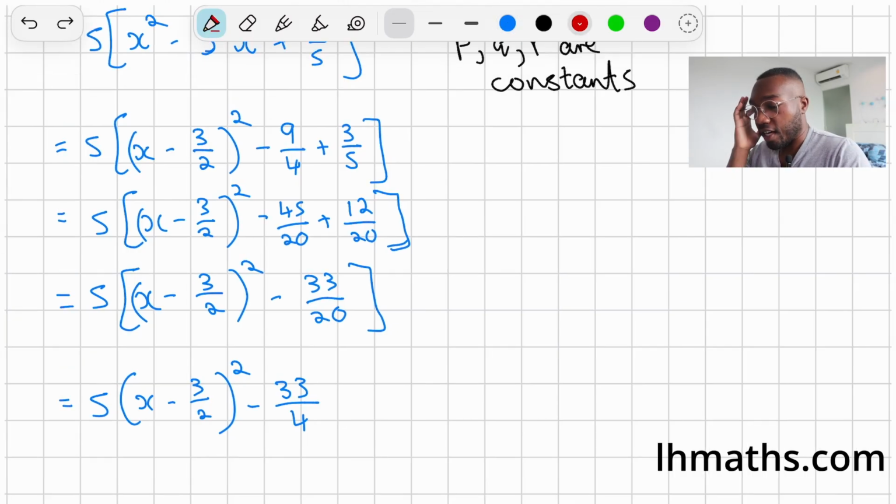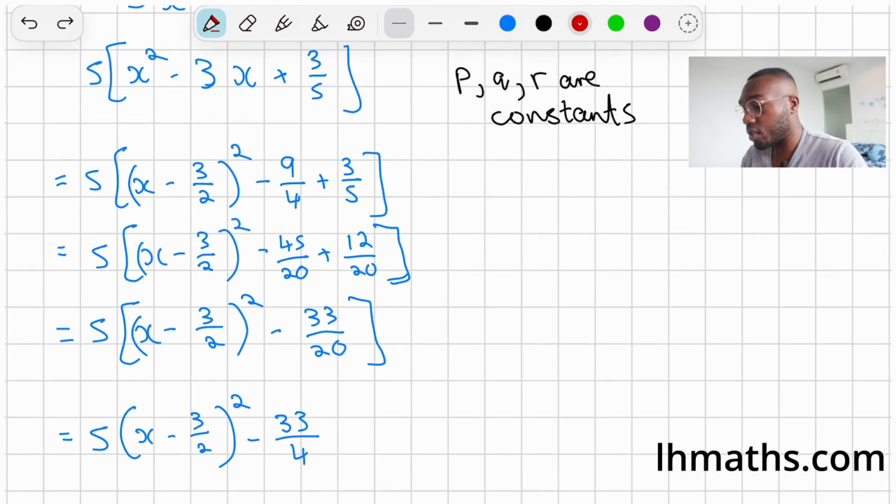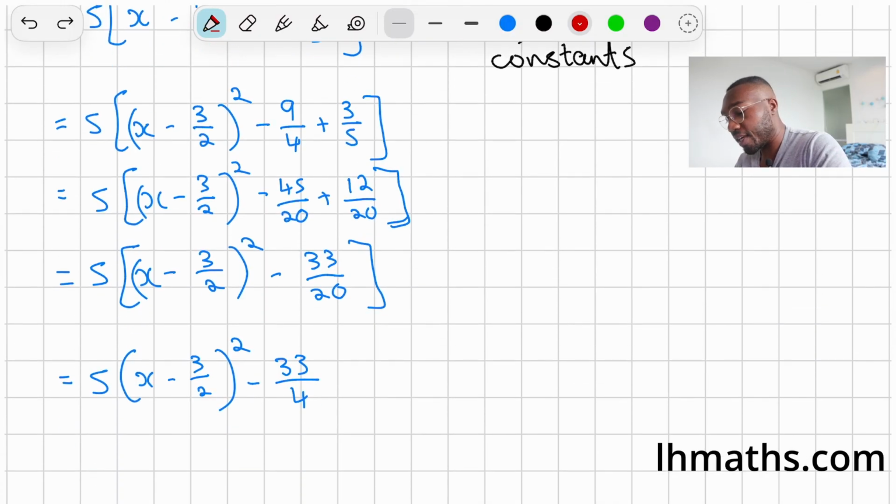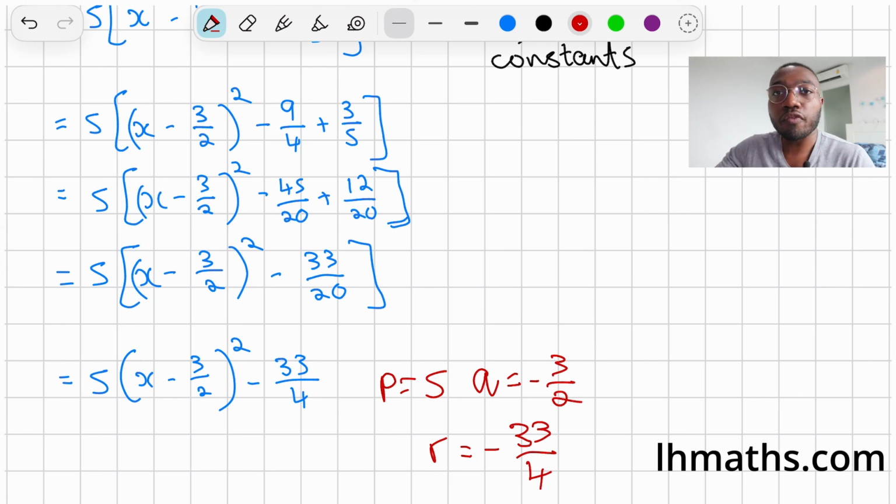Now that we've worked this out, we do have some constants. In this case, we would have P as 5, Q as minus 3 over 2, and R as minus 33 over 4.